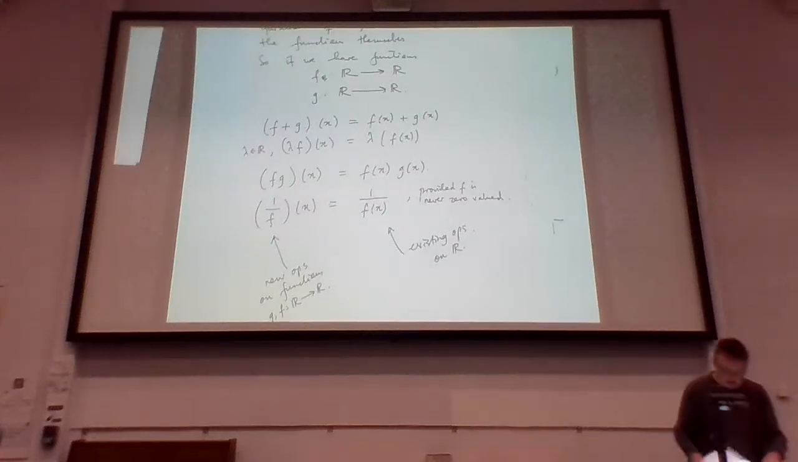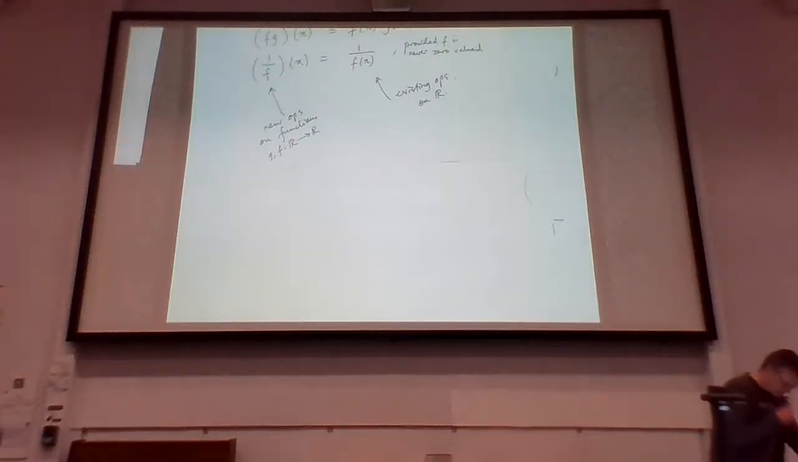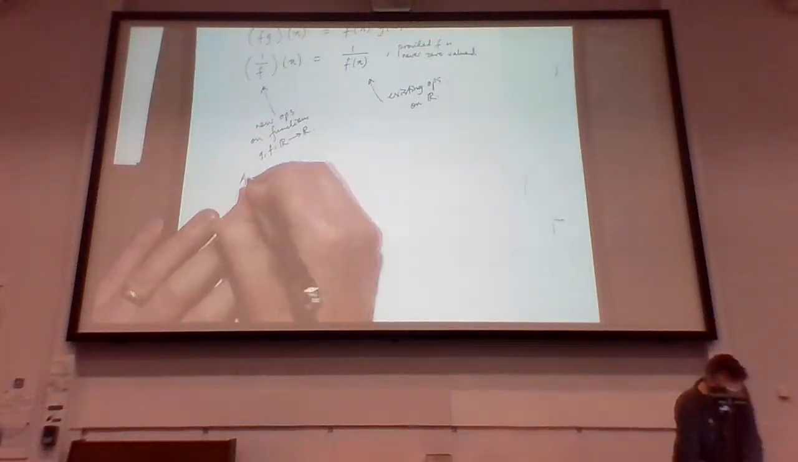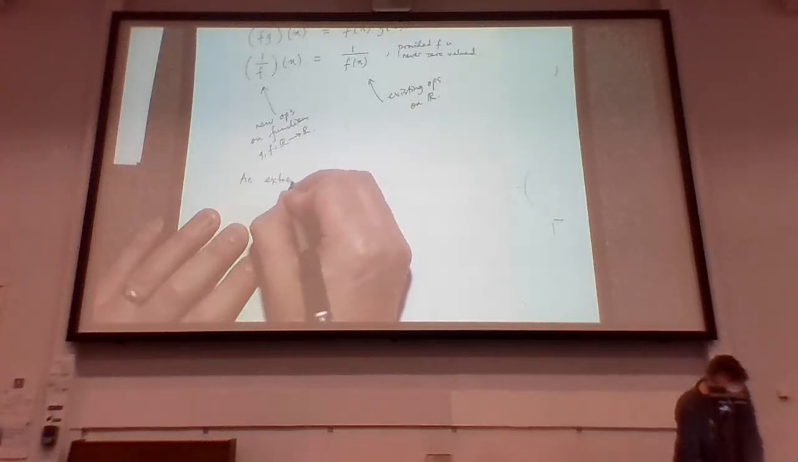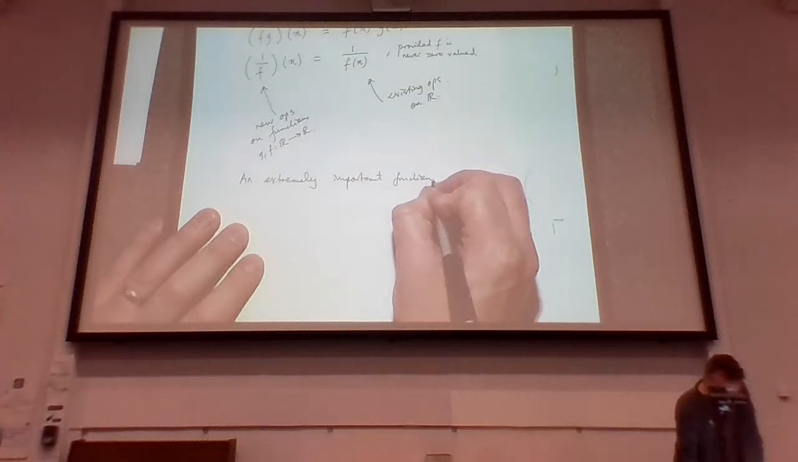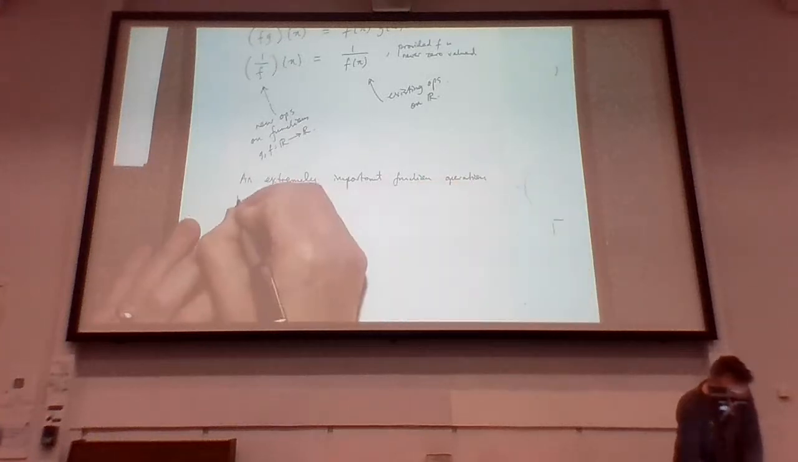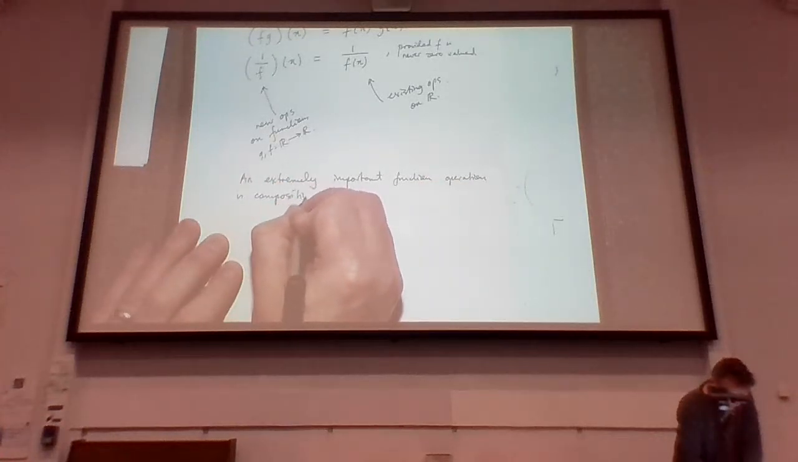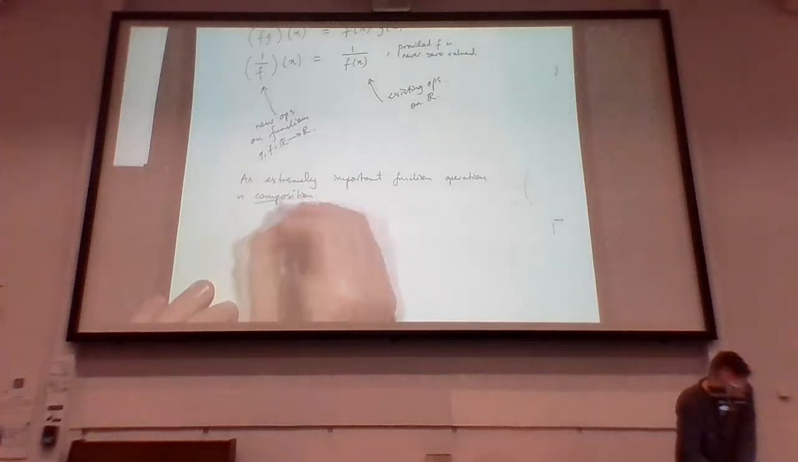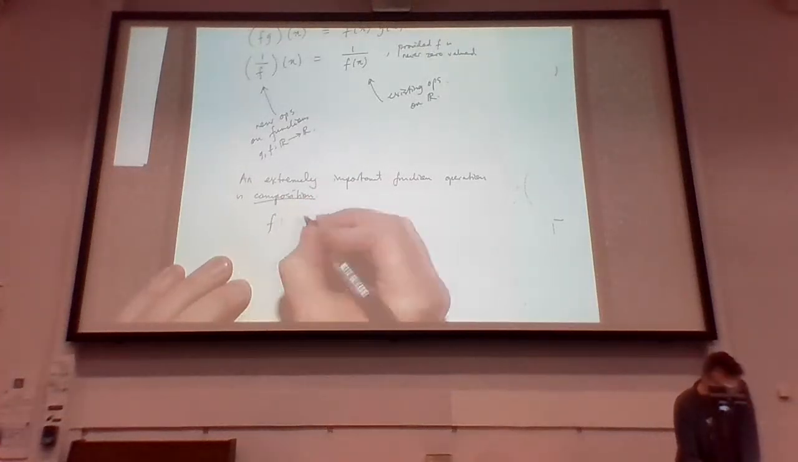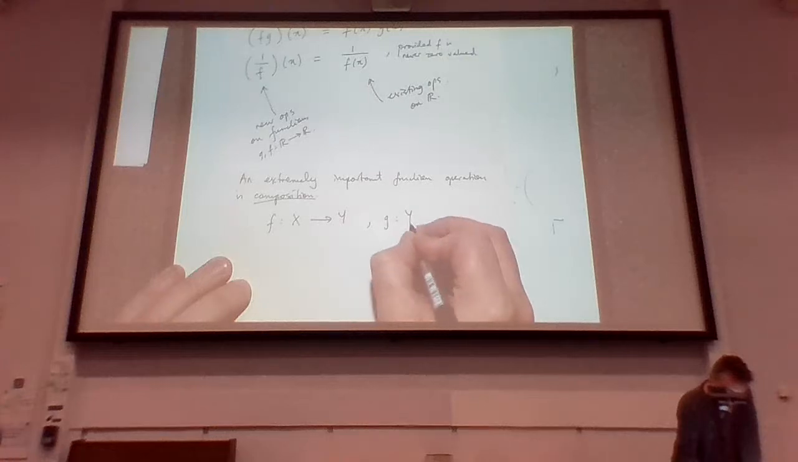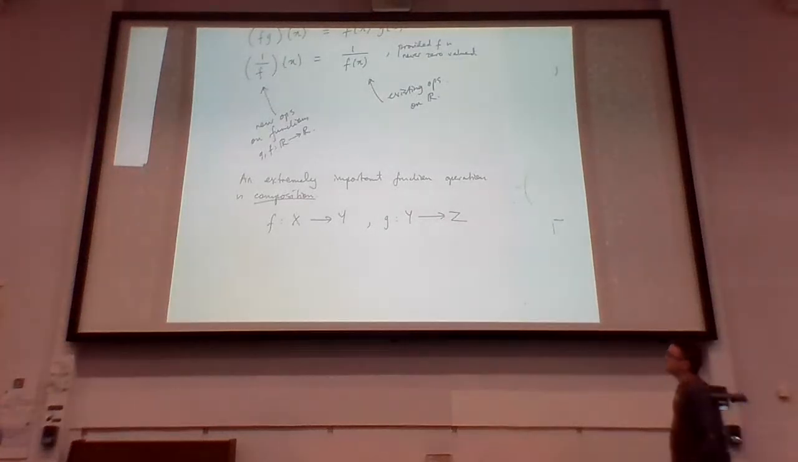And back to general functions for a moment. An extremely important function operation is what's called composition. So what's the operation of composition? If we have two functions, I'll stick with the notation f from X to Y, and g, suppose we have two functions like this.